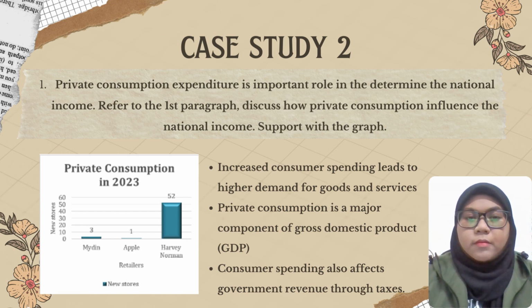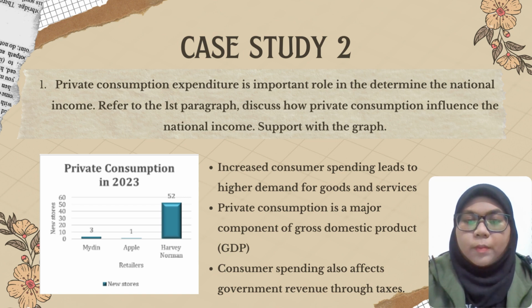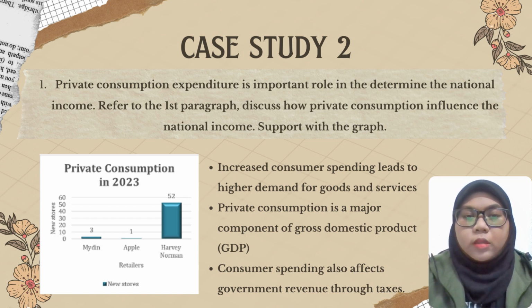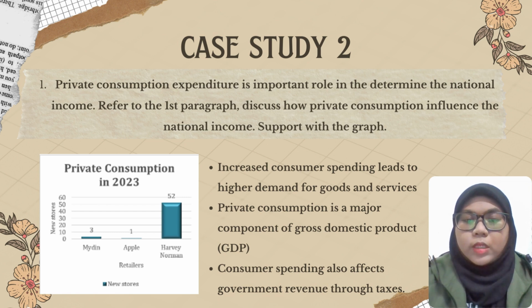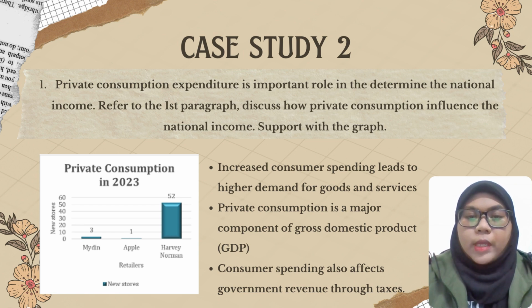Question 1. Based on the graph, within the next 6 years, Mydin plans to open 52 more stores in Malaysia, as it announced in December. In 2023, the company forecast double-digit sales growth. Apple has begun recruiting locally and intends to open its first store in Malaysia, with 61 locations across Malaysia. Mydin focuses on low-income population and intends to add 3 more stores in 2024.